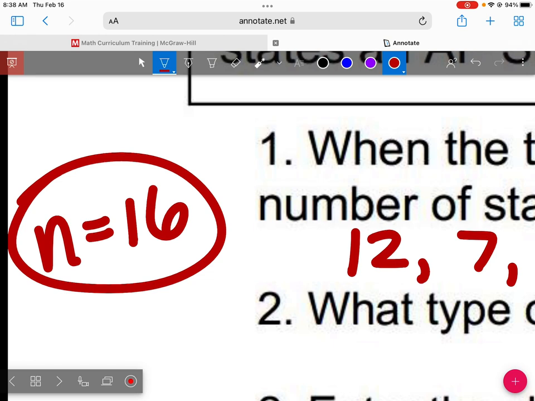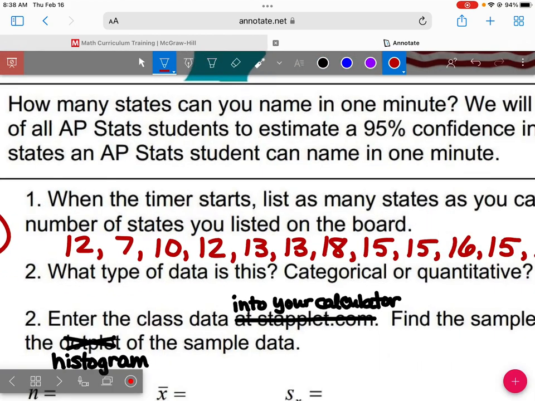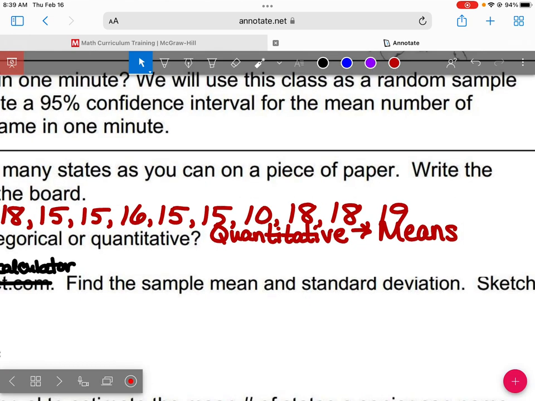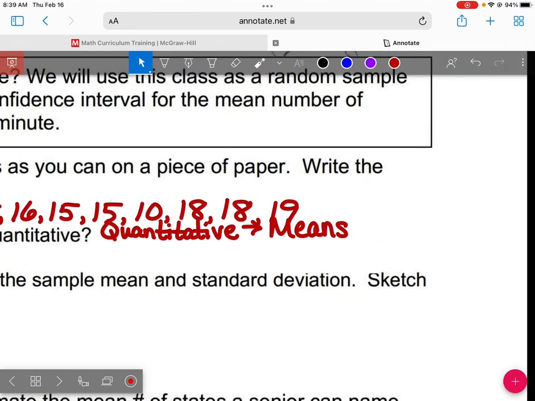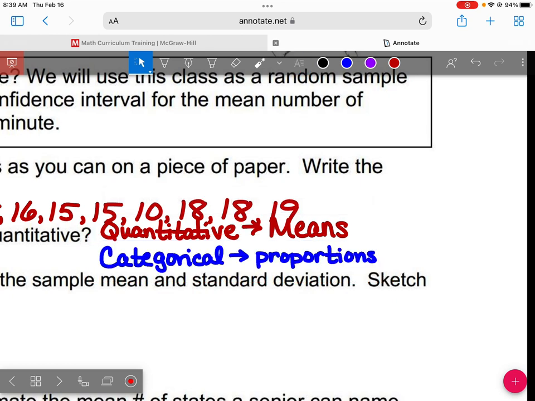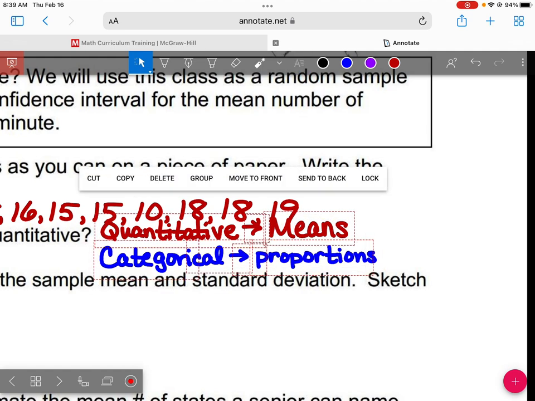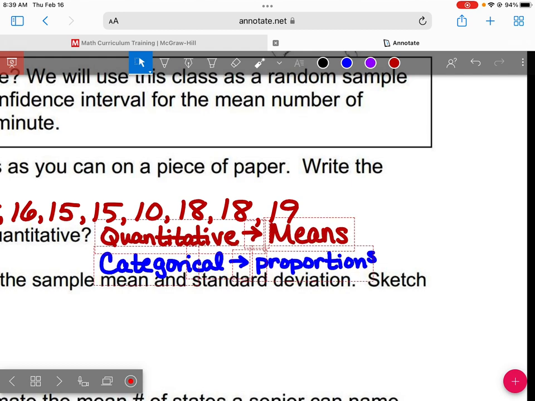Is this categorical or quantitative data? This is quantitative data. So whenever we have quantitative data, we're going to be doing means. Good question. Categorical data means proportions. So quantitative data, we're going to use means. Categorical data, we will use proportions.